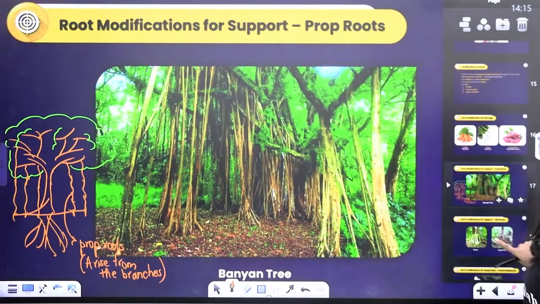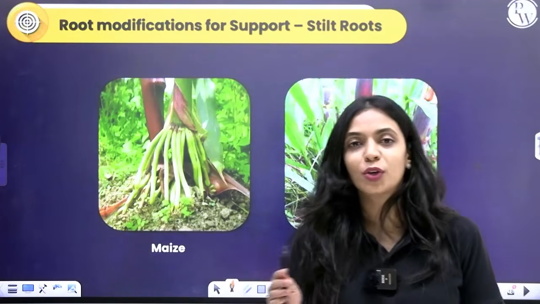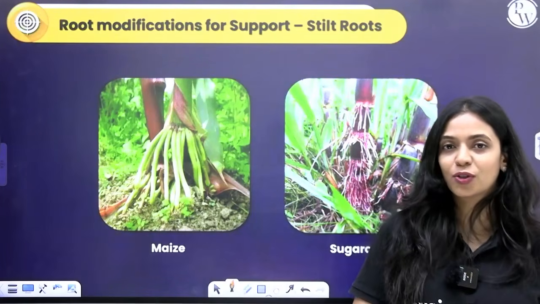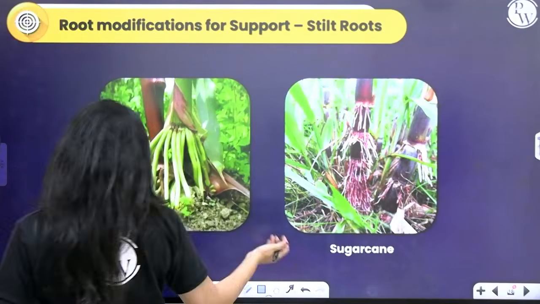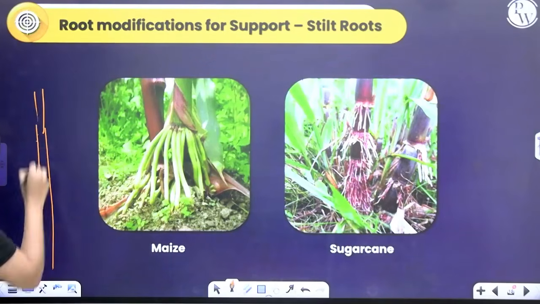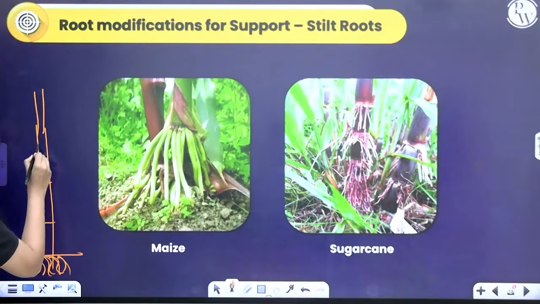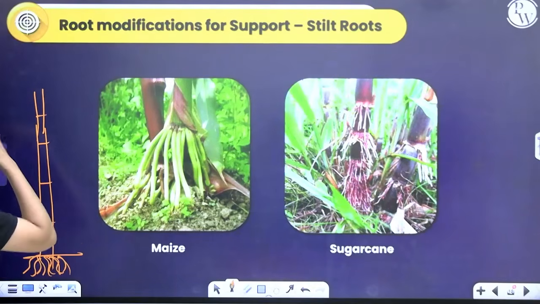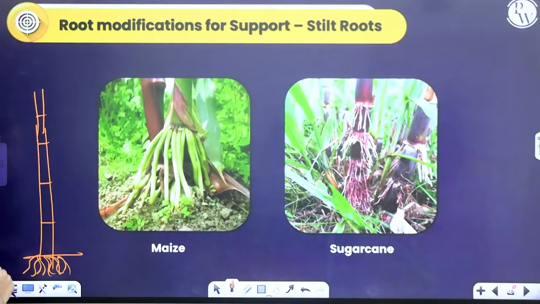Again, we have another example for root modified for support. You can see this in grass family like sugarcane and maize. You call this stilt roots. There is a problem with sugarcane, maize and these kind of plants as well because the stem is very long like this. It can grow very long and you have a fibrous root. Since these are monocot plants, you have proper fibrous root. But this fibrous root cannot provide sufficient support. Okay, so if this is a sugarcane stem, if there is a strong wind or something, the stem can break and detach from the root system altogether.